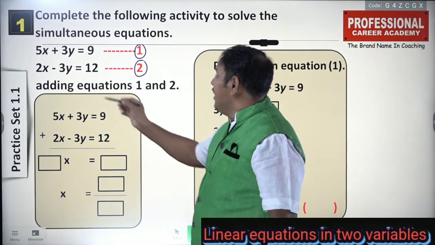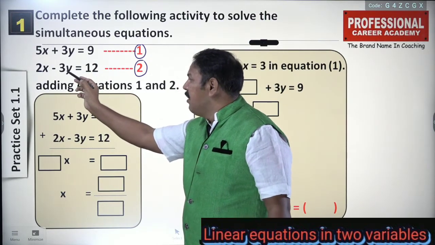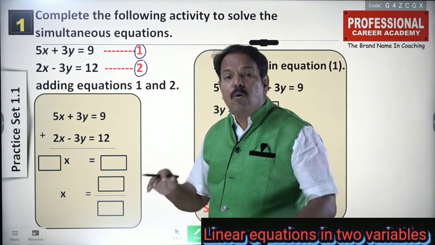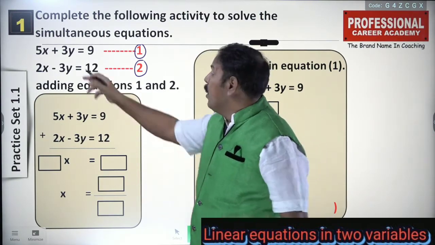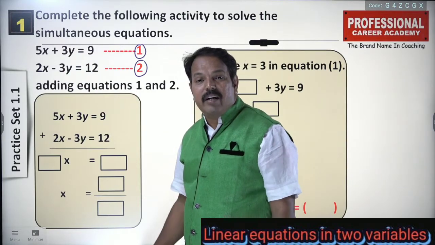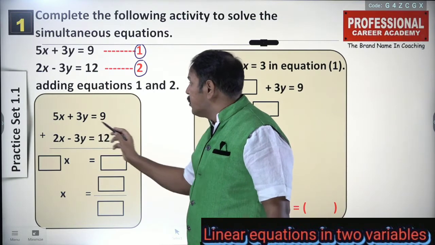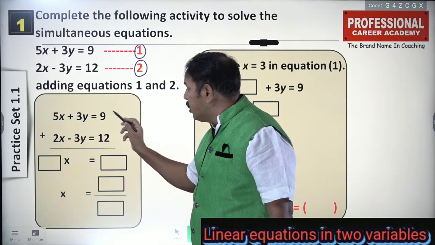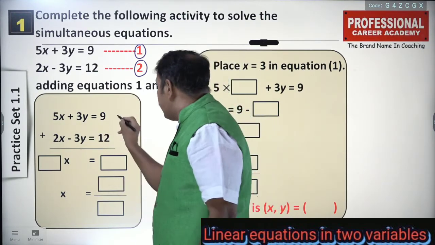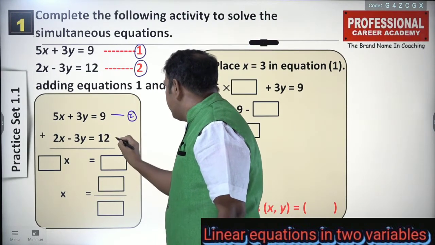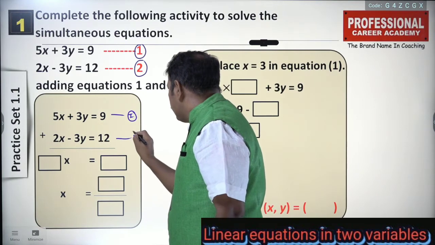So look at this. Here plus 3y, here minus 3y. That's why we directly add these two equations. No need to equate the coefficients because one of the coefficients is equated already. So if we add these two equations, 3y gets cancelled. So this is equation 1, 5x plus 3y is equal to 9. See here, this is equation number 1 and this is equation number 2.